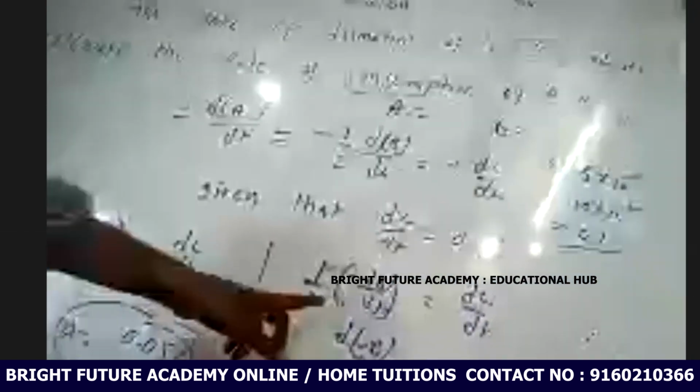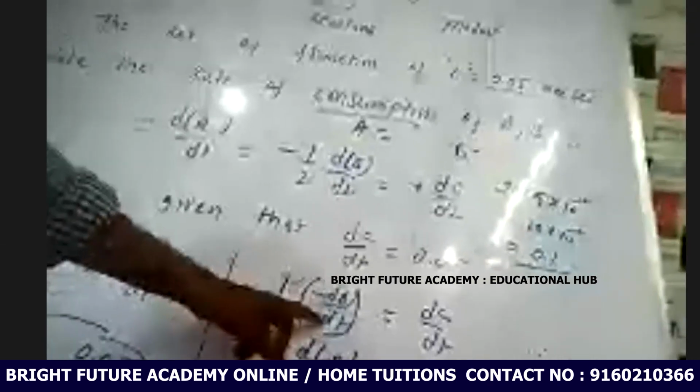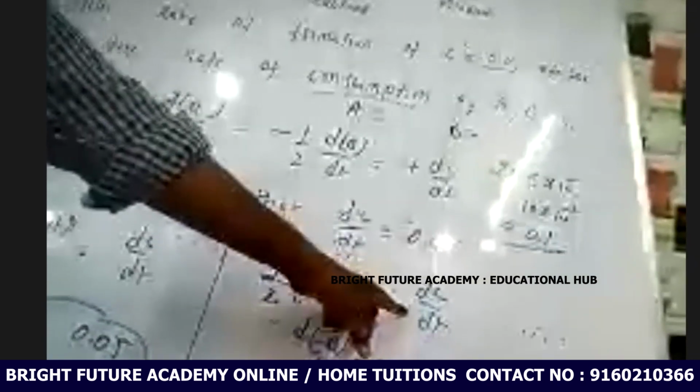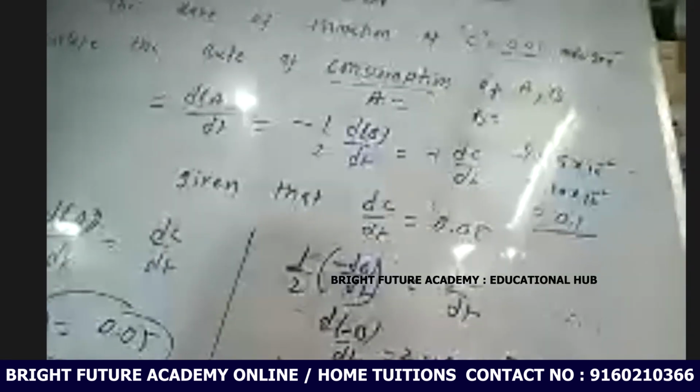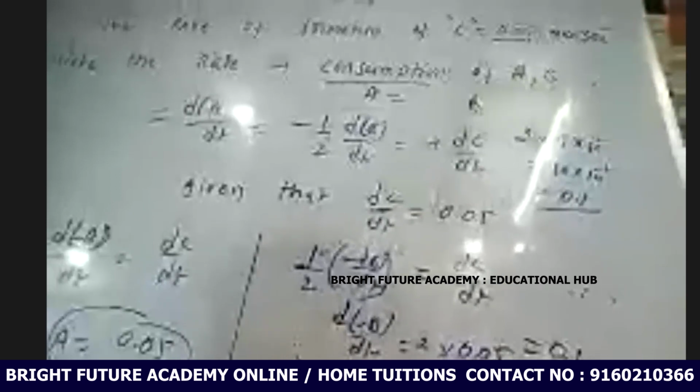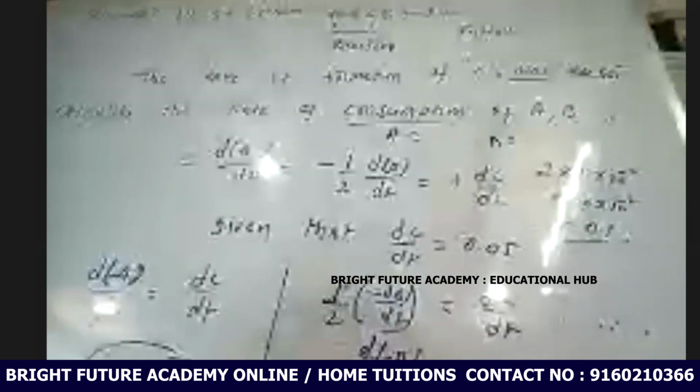Reciprocal is there, so 1 by 2 into dB by dt is equal to dC by dt. dC by dt is already given as 0.05. So dB by dt is equal to, by cross multiplication, 2 into 0.05, which equals 0.1. Clear? Okay, so write down this one.